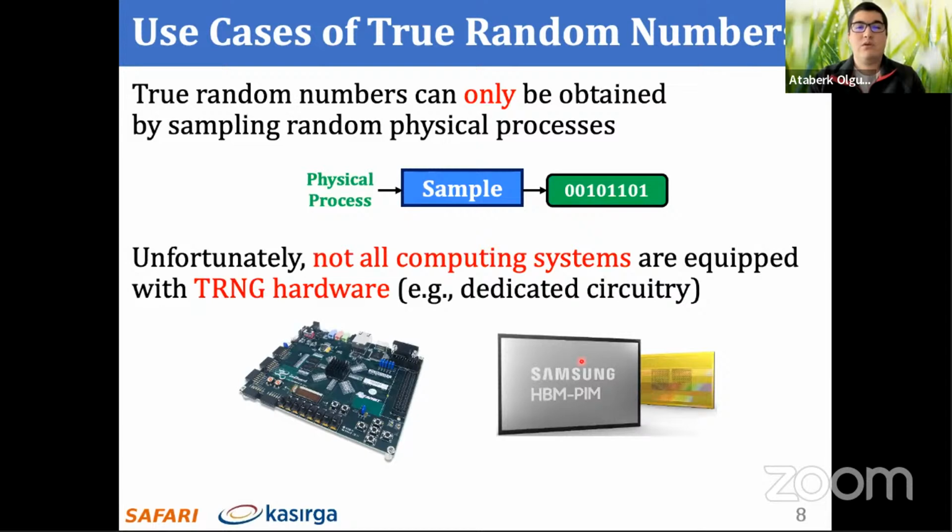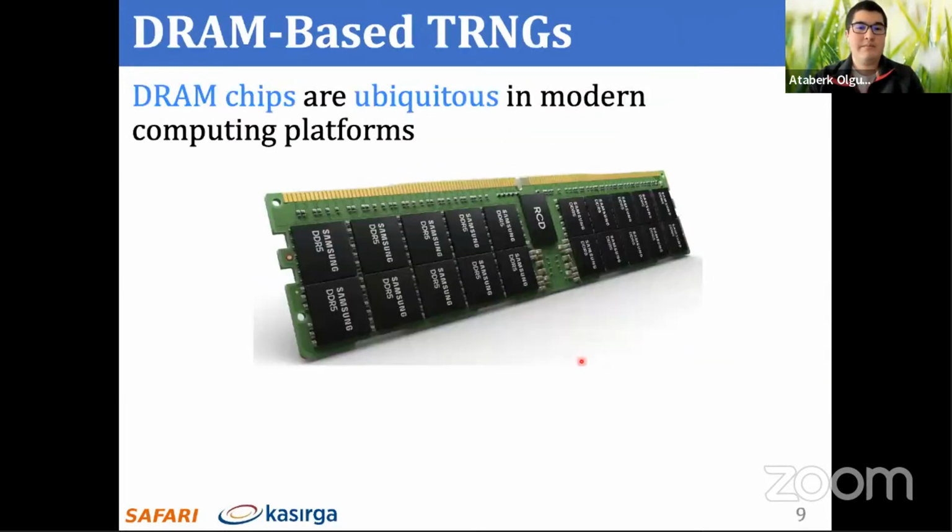Unfortunately, not all computing systems are equipped with this dedicated TRNG hardware, such as low power embedded systems and commercial processing and memory systems. And this greatly limits the application space supported by these systems. It also weakens the security guarantees provided by these systems.